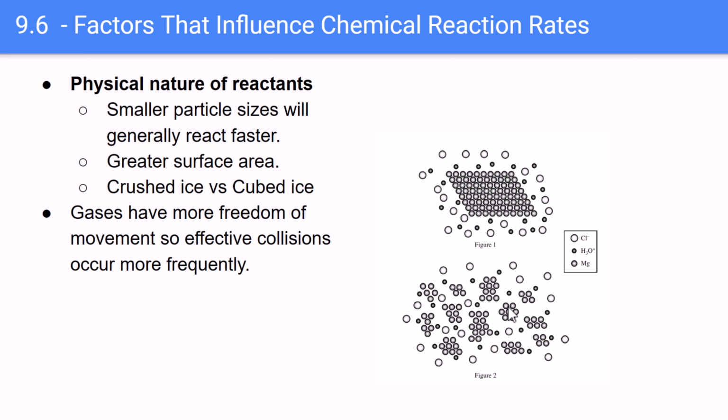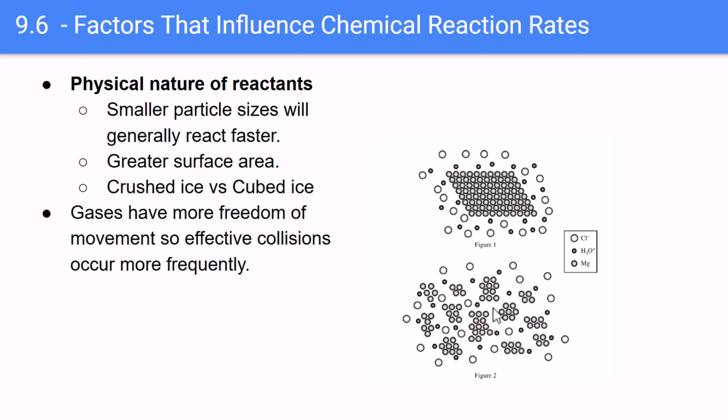So one thing I want you to consider is the physical state of the reactants and products in order to determine the rate of the reaction. If I look down here at the bottom, figure 2 is going to have a much faster rate of reaction than figure 1 because the surface area of the molecules in figure 2 is greater, which results in more frequent collisions, resulting in a conversion between reactant and product more frequently.